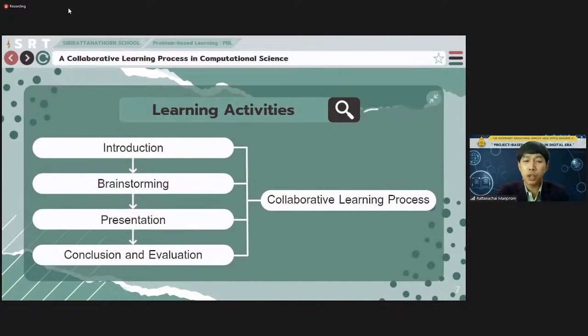After I read the journal about problem solving in the learning process, I got an idea about a collaborative process. There are 4 steps of the process. First, introduction. Second, brainstorming. Third, presentation. And fourth, conclusion and evaluation.